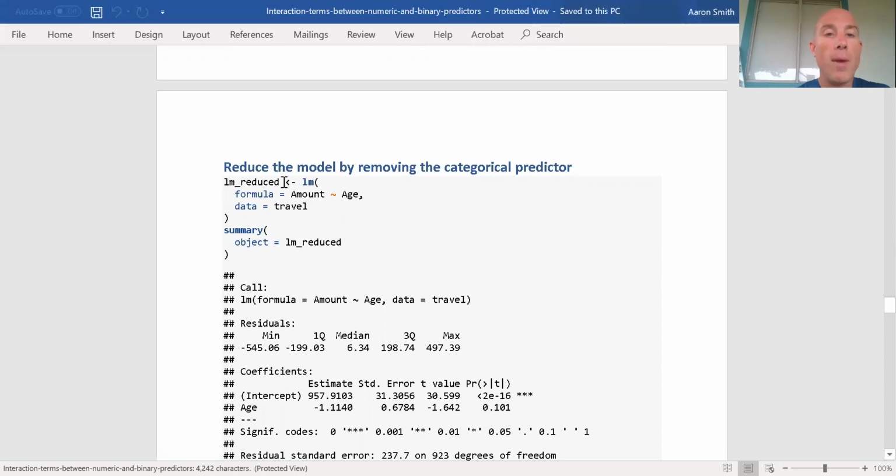So what we're going to do, we're going to make a linear model reduced, and I'm just going to remove that categorical variable from my model. That's all I do. Only difference. Let's see what happens.